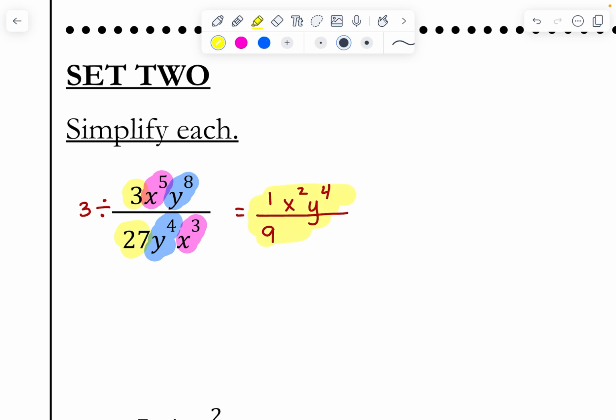You could also rewrite this as x to the power of 2, y to the power of 4 over 9. The 1 there is not needed.